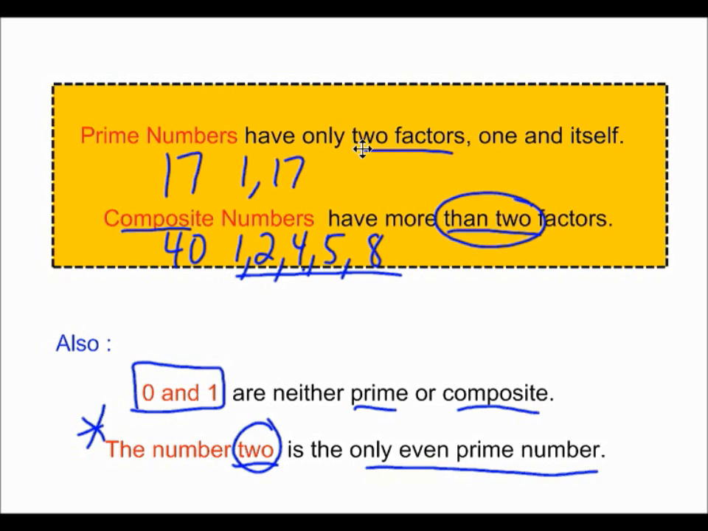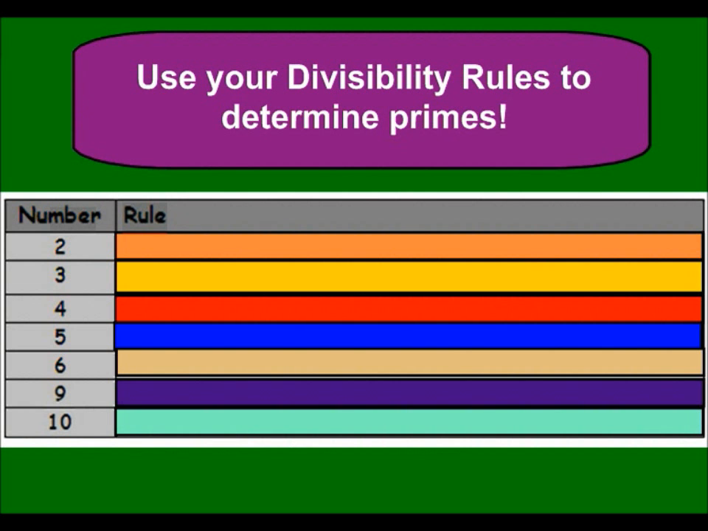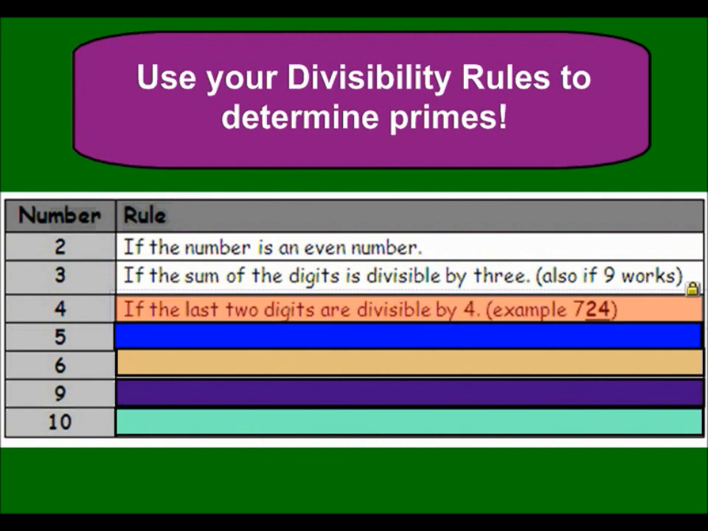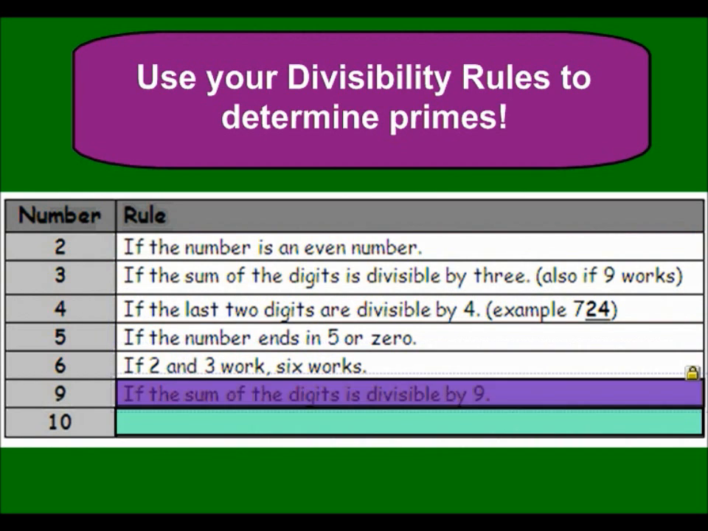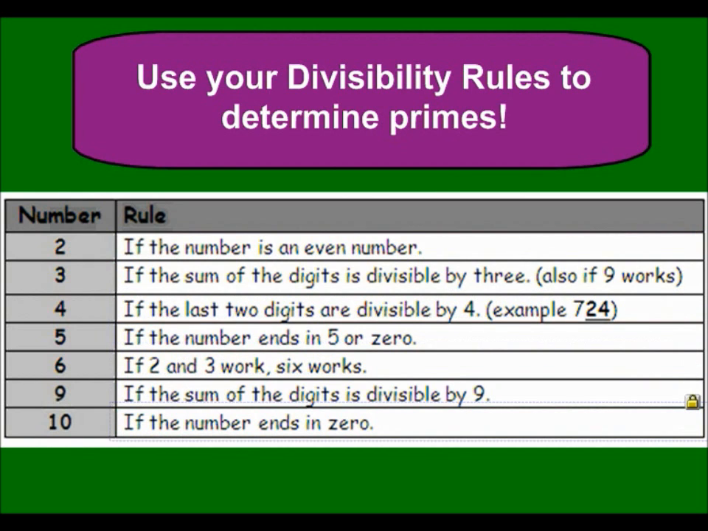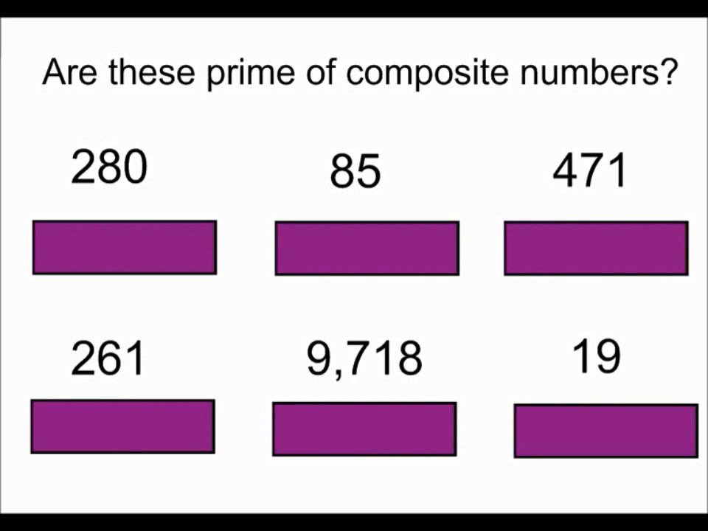So, how do I identify a prime or a composite number? Well, you can use your divisibility rules to help you determine primes and composite numbers. I'm just going to go ahead and reveal these divisibility rules for 2, 3, 4, 5, 6, 9, 10. You can pause this and look at them if you want. But we're going to use these in the next examples to determine whether these numbers are prime or composite. So let's go ahead and do a few.